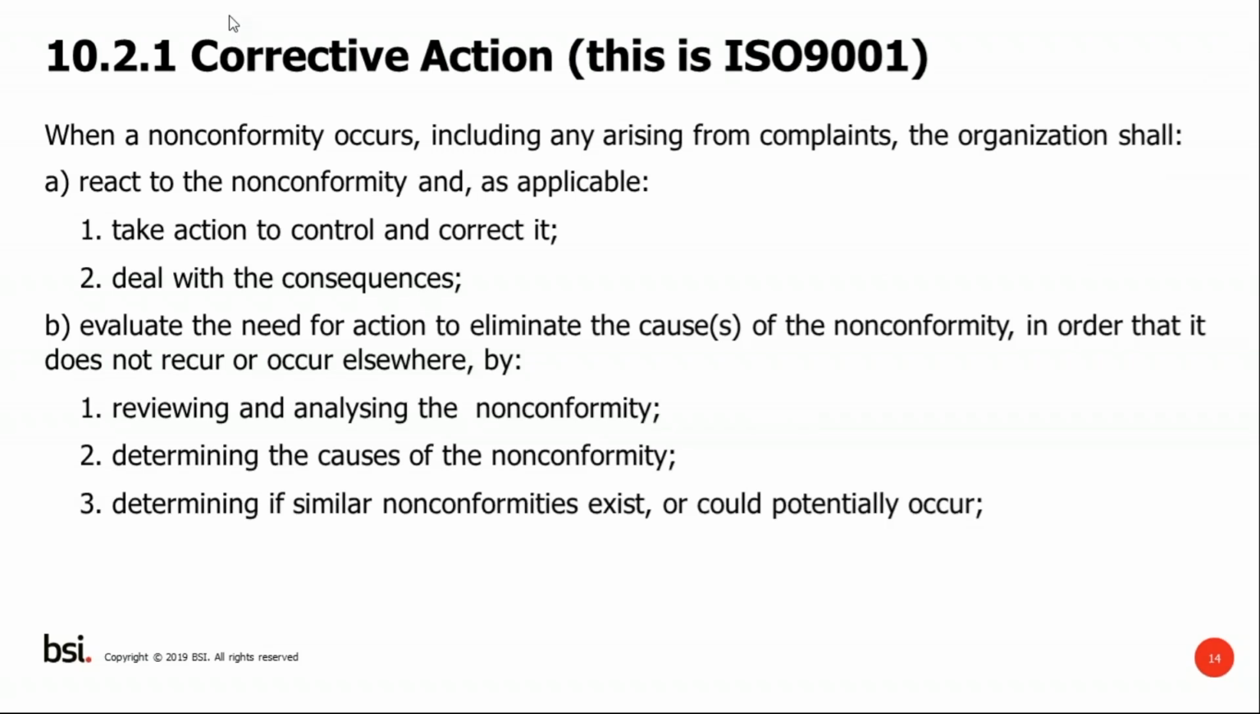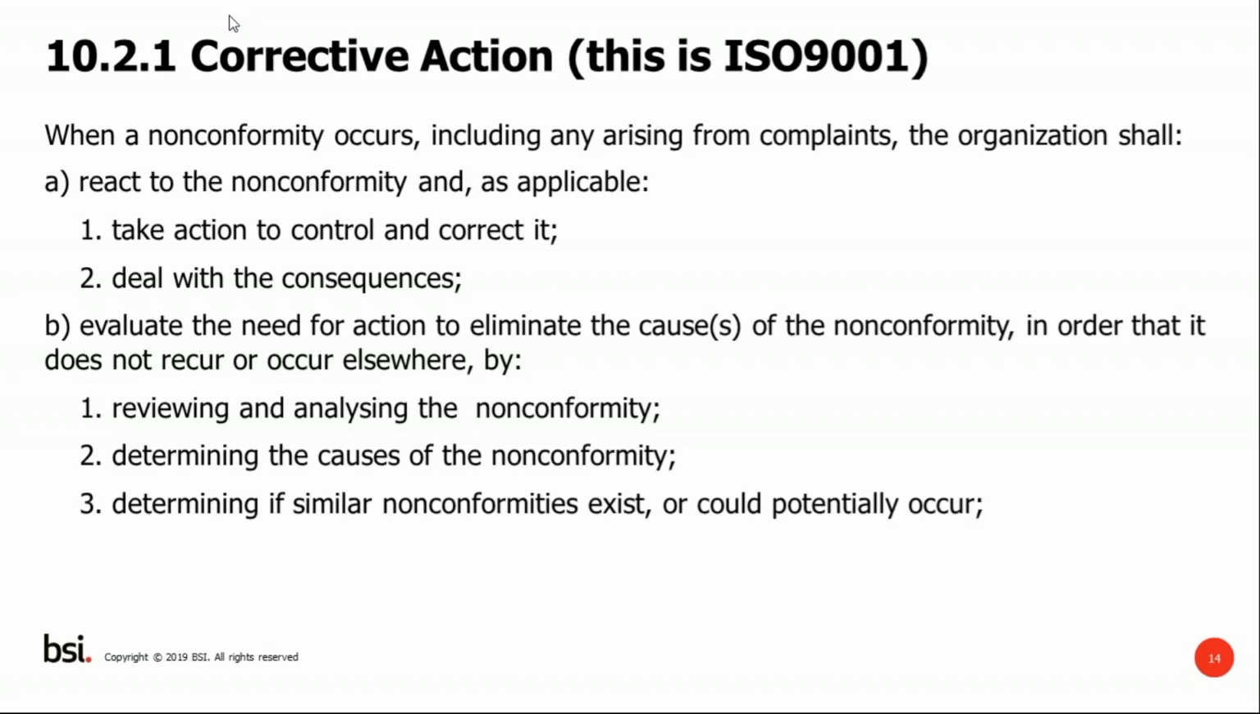When a nonconformity occurs, including arising from complaints, the organisation has to look at certain things. So we have to react to the nonconformity as applicable. So we need to take action to control and correct. We need to deal with the consequences. We need to evaluate the need for action to eliminate the cause of the nonconformity in order that it does not reoccur or occur elsewhere.